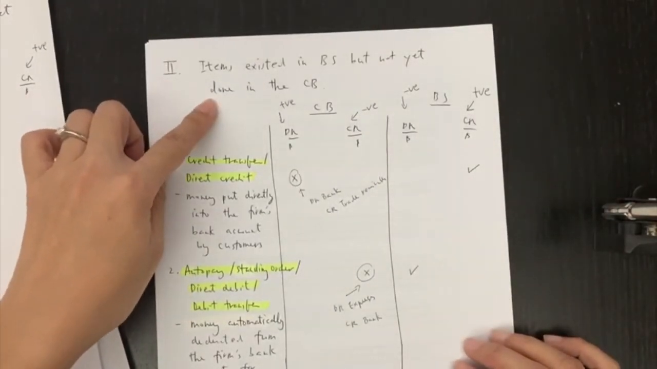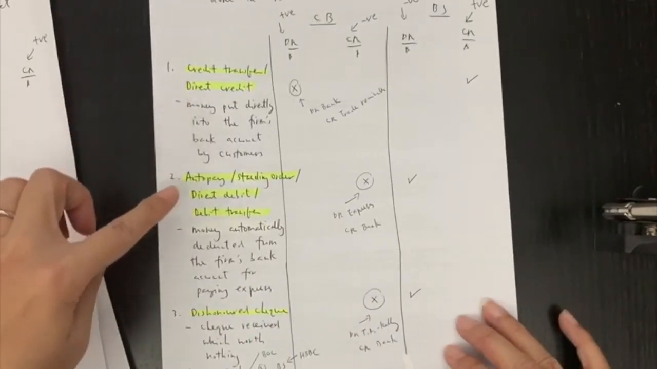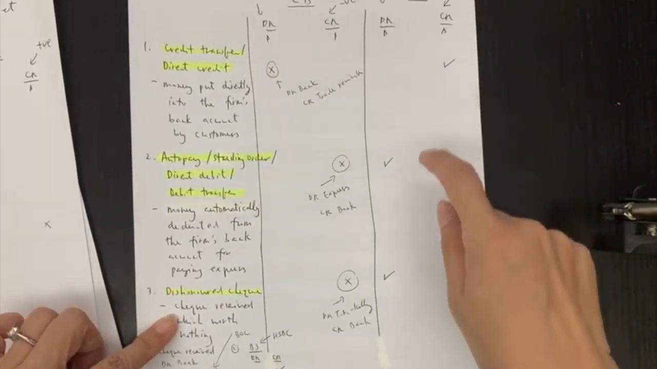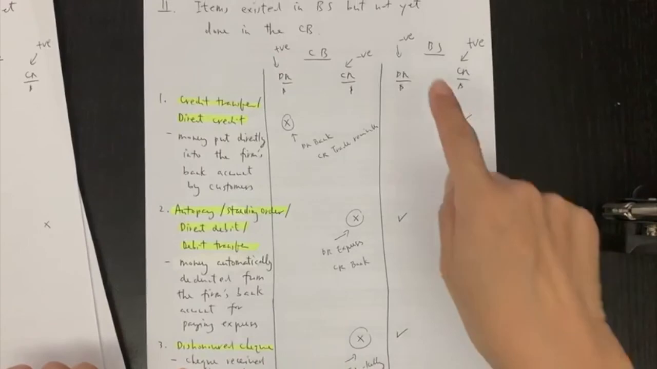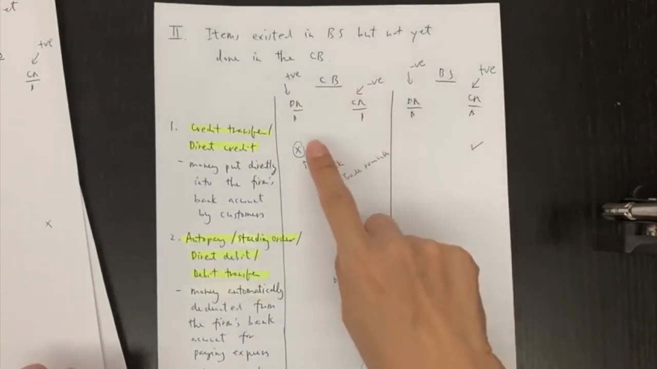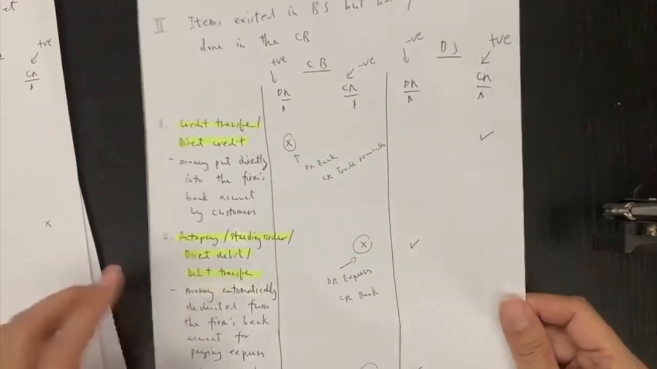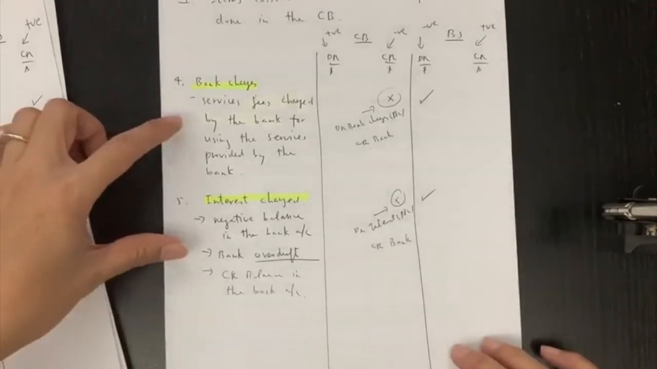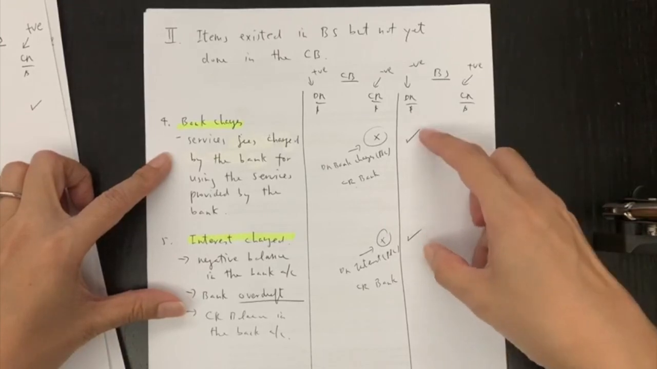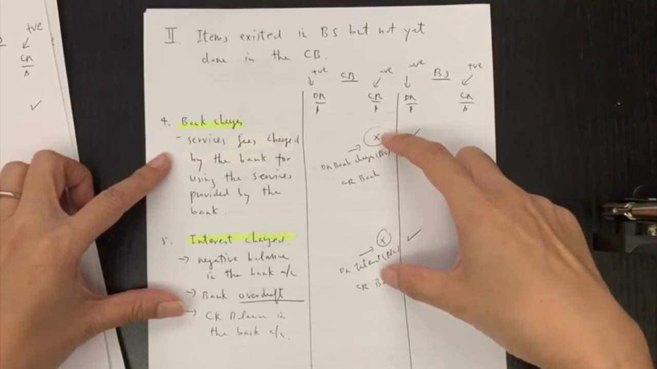Similarly, another group of 2. Done in the bank statement, not yet done in the cash book. So we have credit transfer, we have auto pay, we have dishonored check. You realize that we have tick and tick and tick in the bank statement, but all crosses mean not yet done in the cash book. But which side, debit side or credit side, you have to think whether we have more money or less money. So the last 2, bank charges and interest charges as well. So you have tick and tick, meaning done in the bank statement. Cross and cross means not yet done in the cash book.